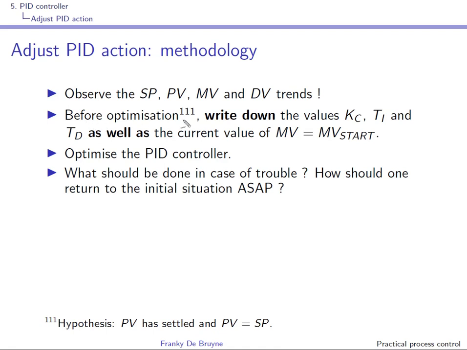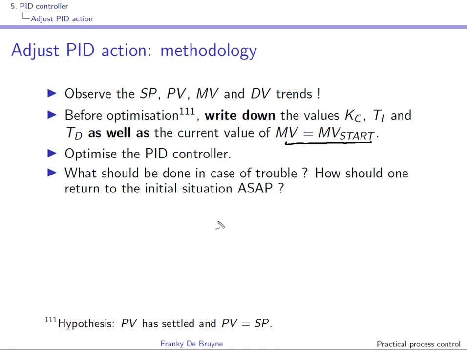So before optimization, what you should do is write down on a bit of paper the gain of the controller, the integral time constant, and the derivative time constant. And also, you're working around a certain working point, and this corresponds to a certain MV and a certain PV. So write down the MV that you have at that particular moment, right? And then, and only then, you can start the optimization, right?